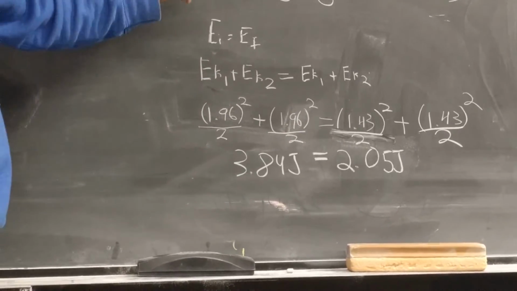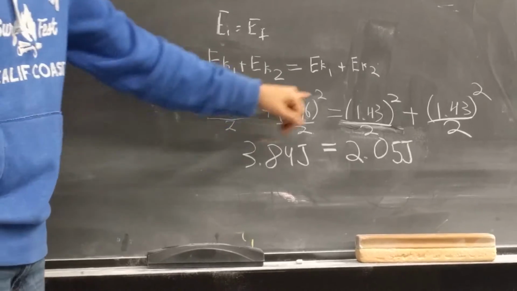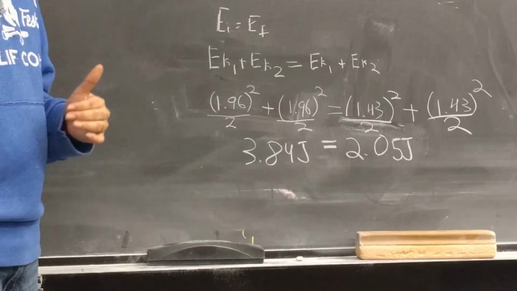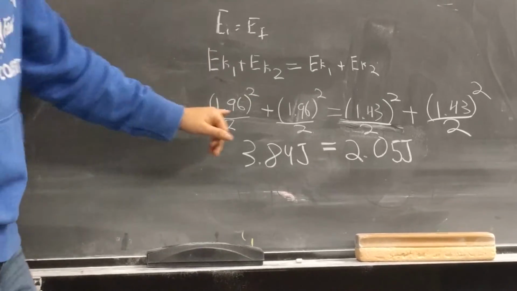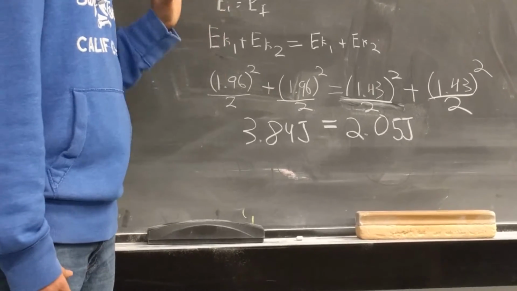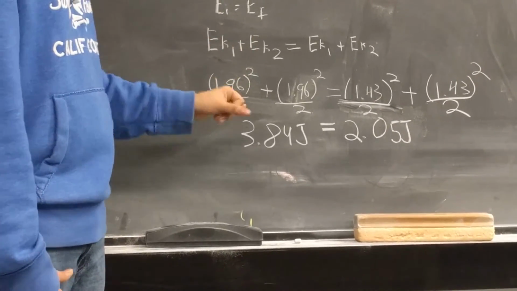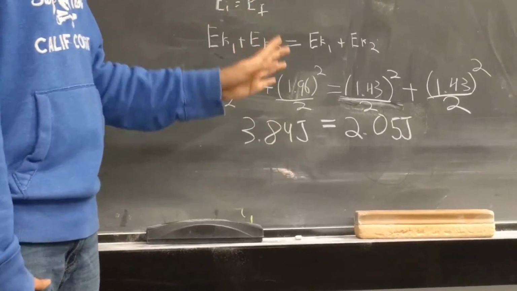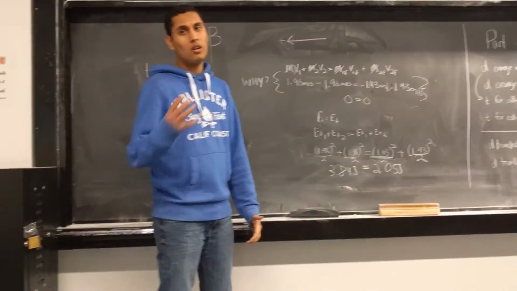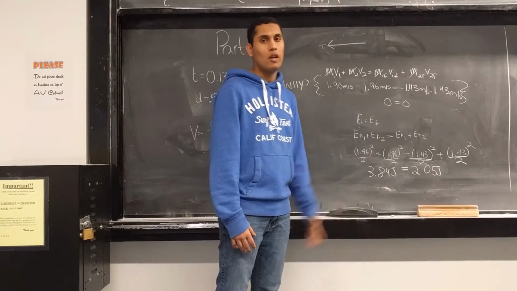So we basically took these values and we just subbed them again. Instead, we use an mv squared divided by 2 formula. And we set it up, we solved it, and we found that for the initial part, the energy was actually 3.84, while the final energy was 2.05. So there's a loss of kinetic energy, which we'll talk about now.